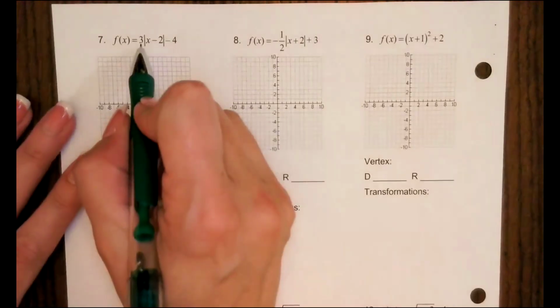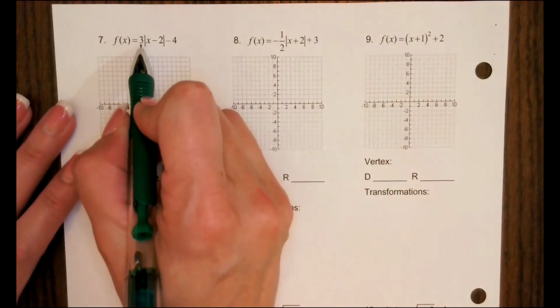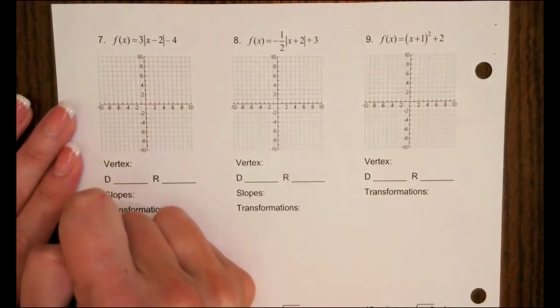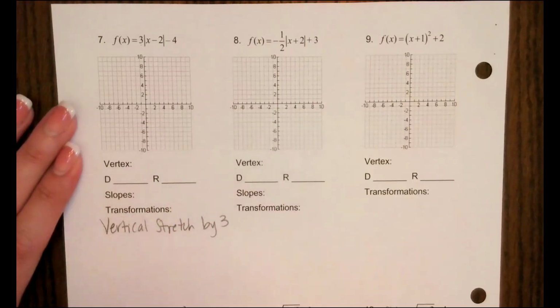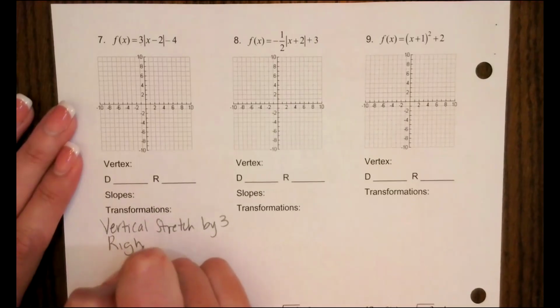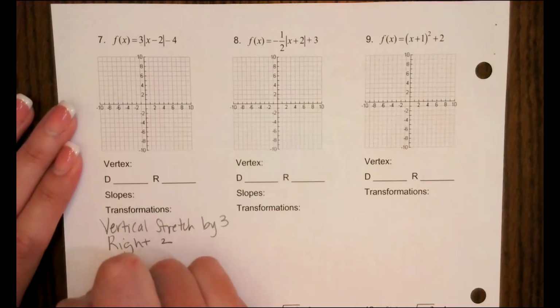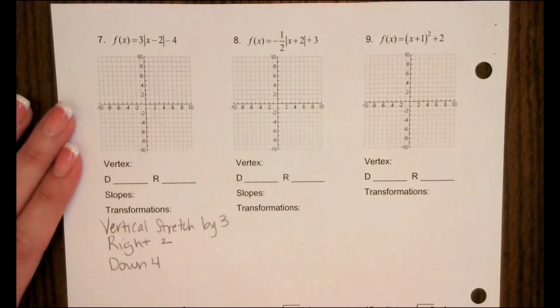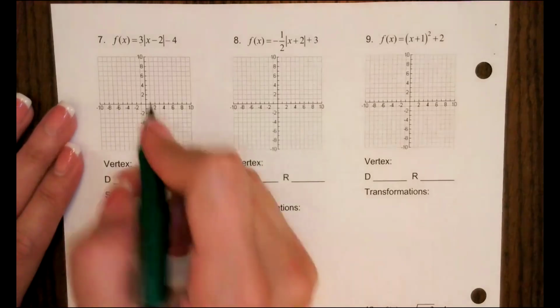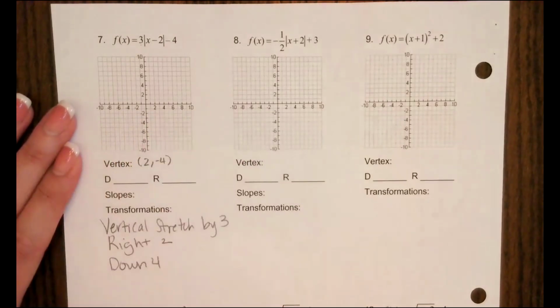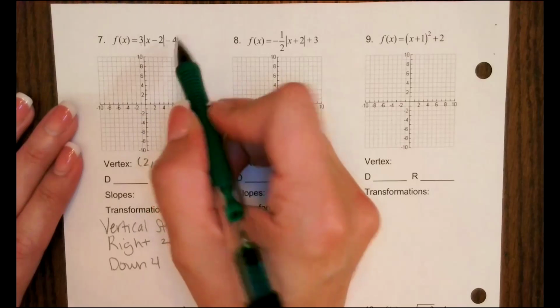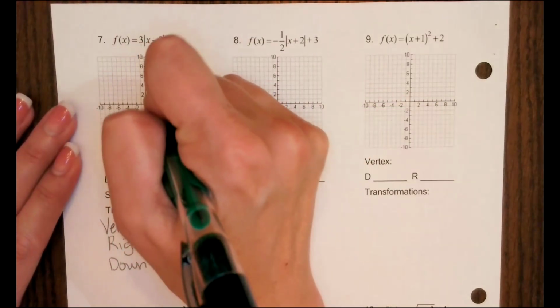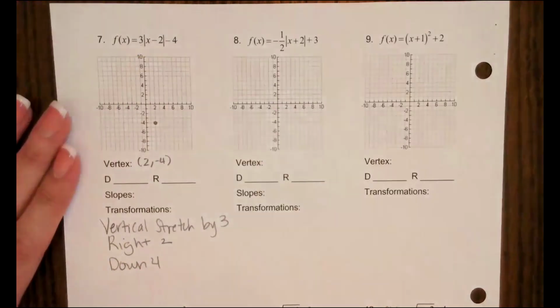So this first one here has a vertical stretch. This is bigger than 1, so that is a vertical stretch by 3. Then we have a right 2 and a down 4. So there is all my transformations on this one. The vertex is still going to be at that 2, negative 4. Since our vertex is at 0, the only things that are going to affect it are those two right there. So right 2 and down 4, there's the vertex.